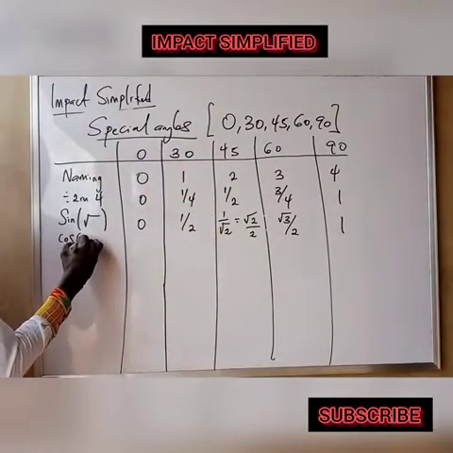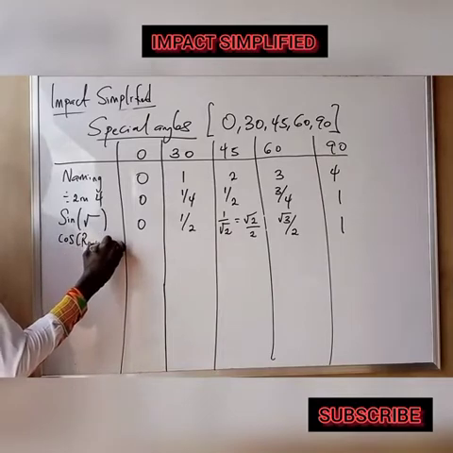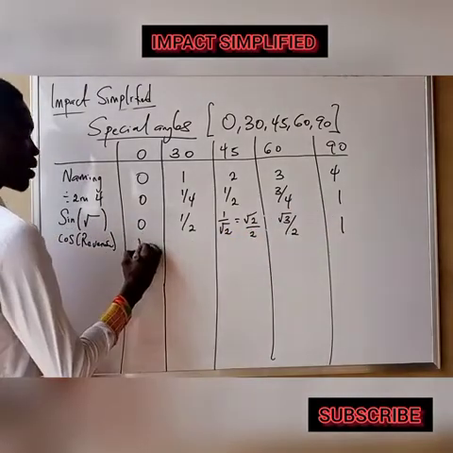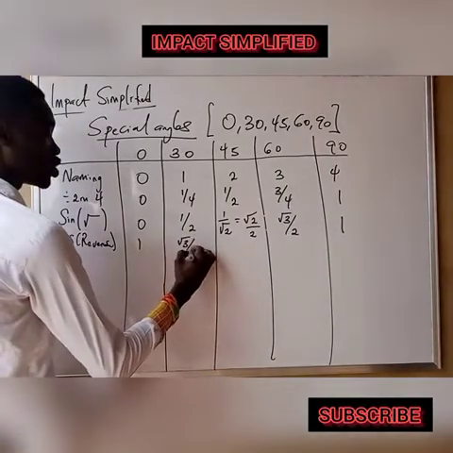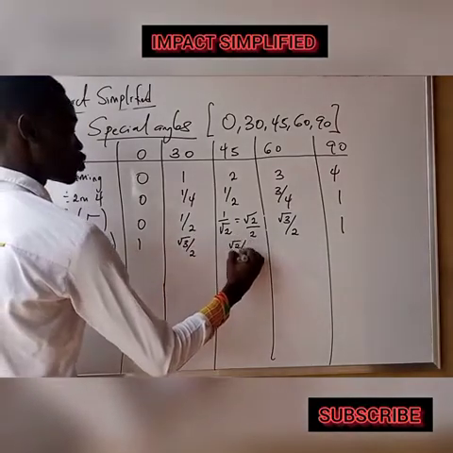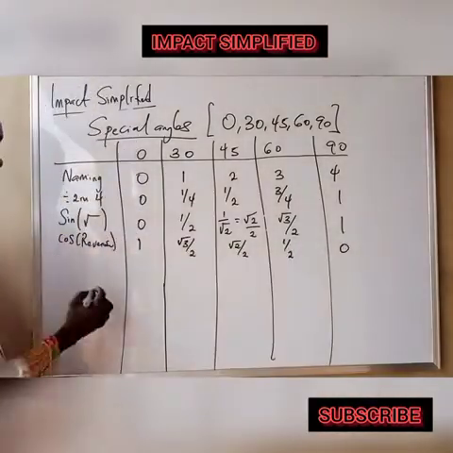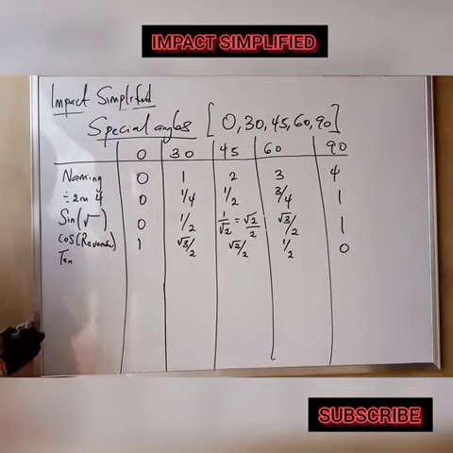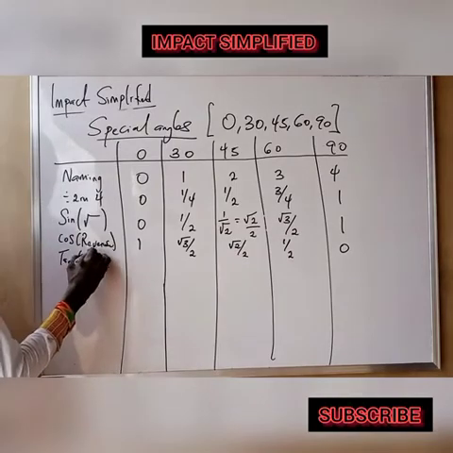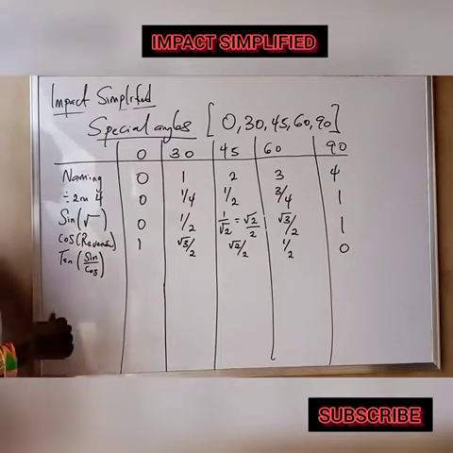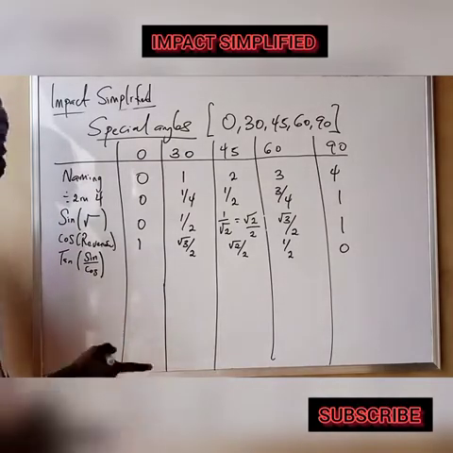And when we are talking of cos, what is the meaning of cos? Cos simply means reverse. That means you reverse the last line. That will give us 1, the root of 3 over 2, the root of 2 over 2, 1 over 2, and we have 0. And then our tan will now come in. We need to know that tan has a formula, which is sin theta over cos theta.